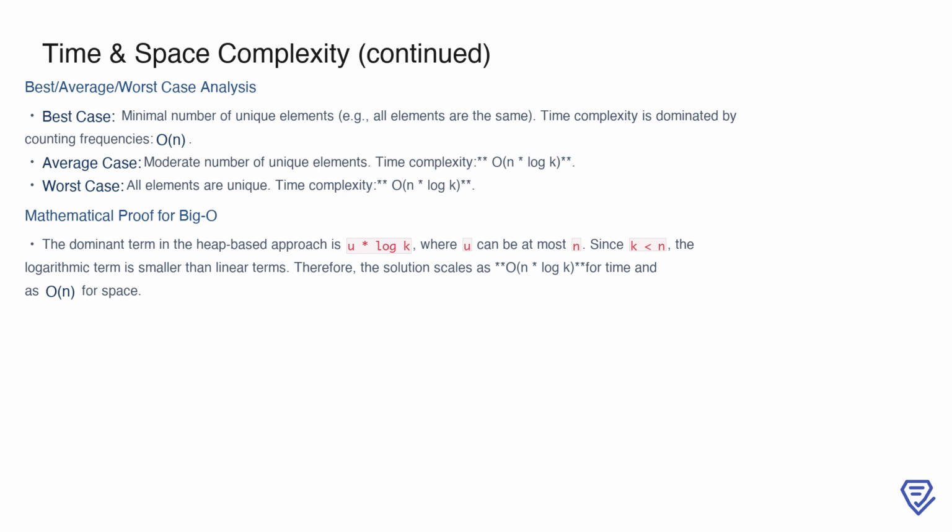To mathematically validate this, we observe that the dominant term in the heap-based approach is U * log k, where U is at most n. Since k is smaller than n, the logarithmic term grows slower than any linear term. As a result, the time complexity scales as O(n * log k), while the space complexity remains O(n), confirming the efficiency of our solution.